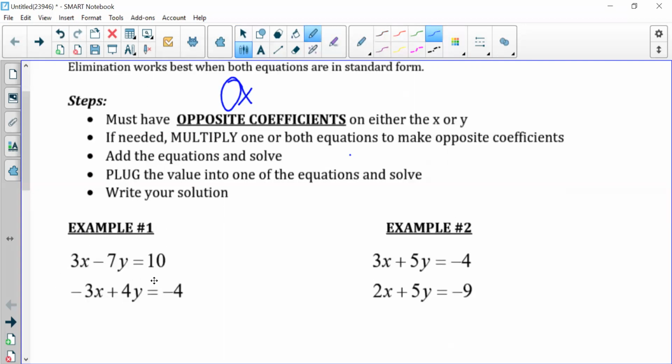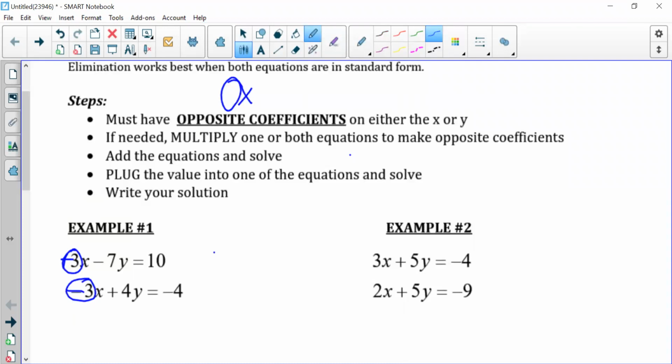Next, what does it mean to have an opposite coefficient? That means they are the same number, but opposite signs, on either the x or the y. Let's take a look at example number 1 again, and we're going to see a very clear example of exactly what that means. Notice here I have a positive 3x, and then I have a negative 3x. Same number, opposite signs. One's positive, one's negative. These are opposite coefficients. This is what we're looking for.